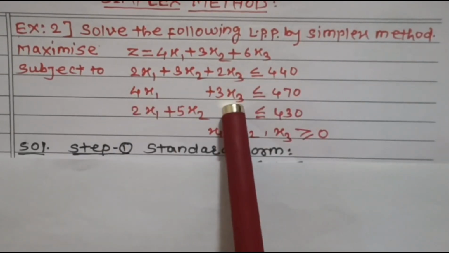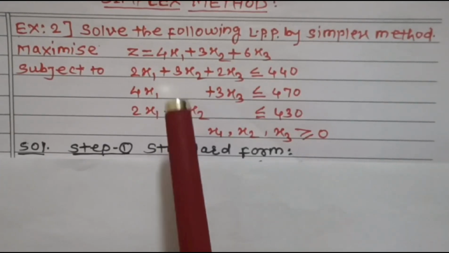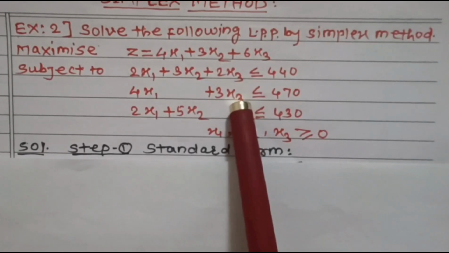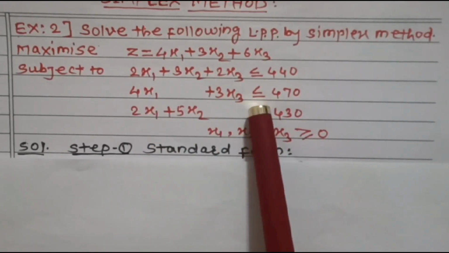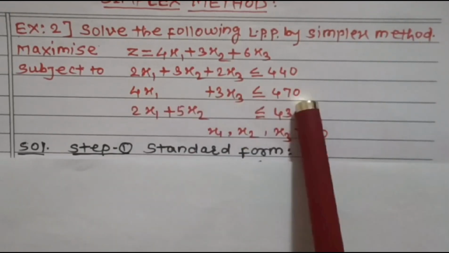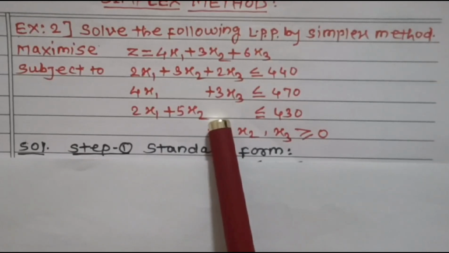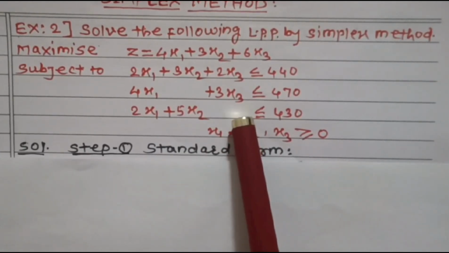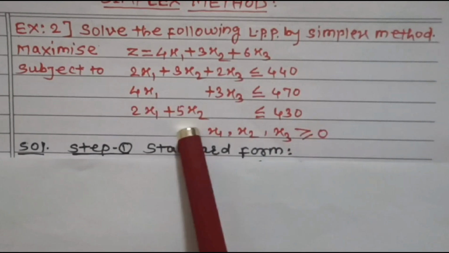In the second constraint x2 is absent, so you can add 0 times x2 and add slack variable s2 in the second constraint, replace the less than or equal to inequality by an equal to sign, then this second constraint gives the second equation. Now in the third constraint x3 is absent, so you can add 0 times x3 and add slack variable s3, replace less than or equal to sign by equal to sign and get the third equation from the third constraint.